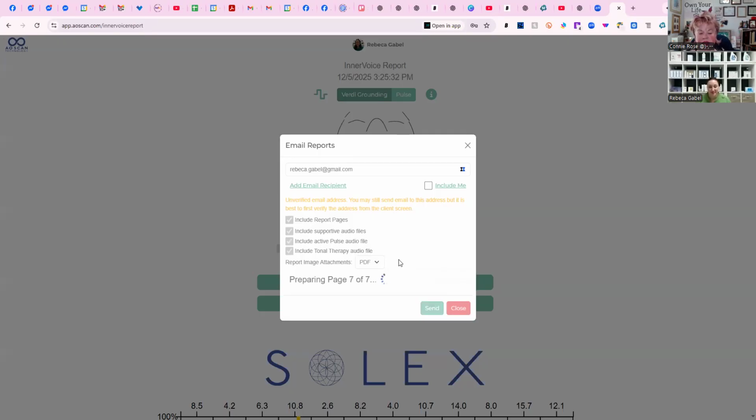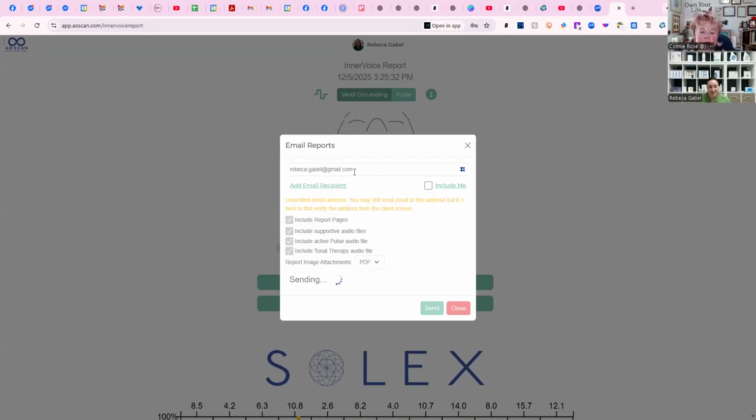And so it is generating the audio files, generating the reports, and you're going to get 2 emails, and it's not coming from me, it's coming from Solex in the AO scan. Both of your reports will start with Inner Voice report or Inner Voice audios. So you're going to get 2 different emails. It's generating those, so it takes a little minute to do that.